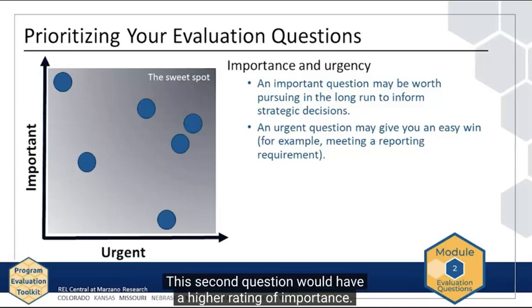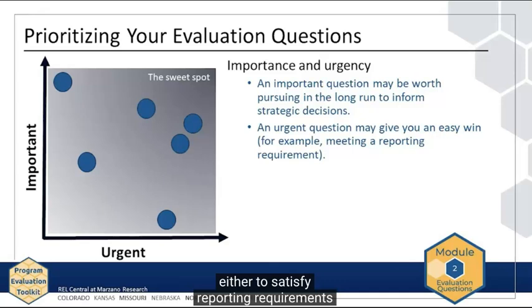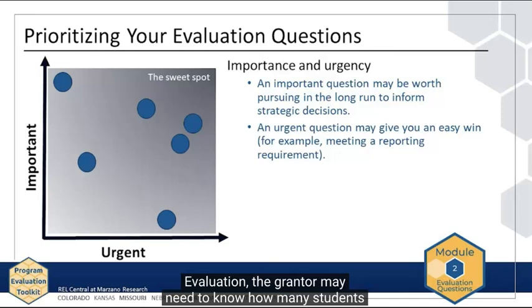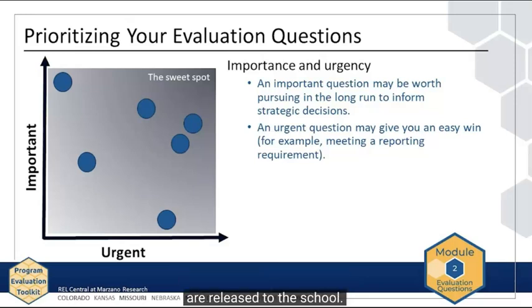This second question would have a higher rating of importance. An urgent question needs an answer as soon as possible, either to satisfy reporting requirements or to obtain necessary information before moving forward. Some urgent questions may be easily or quickly answered using existing data. For example, in the AMP evaluation, the grantor may need to know how many students participated in each activity before the next year's funds are released to the school. This question would have a high rating of urgency.